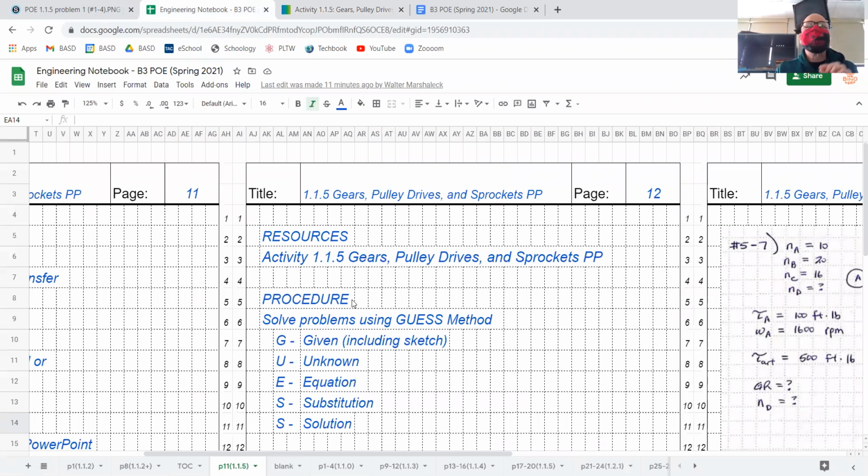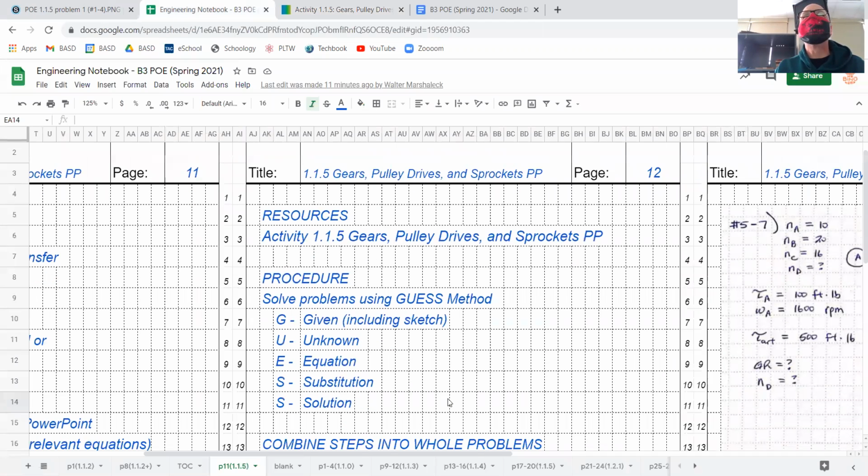And so the procedure for these problems, and I do want you to write this down, everything that's in blue here is a simulation of your handwritten ink on your notebook page. And then I do want you to write down the procedure for this, which is to solve problems using the GUESS method. And the GUESS method stands for given, unknown, equation, substitution, and solution.